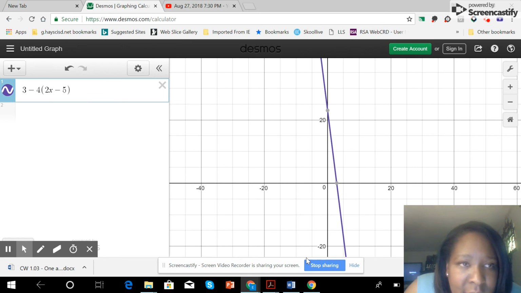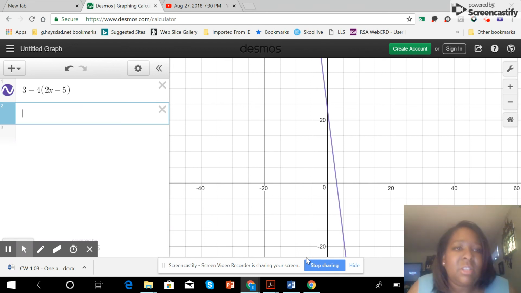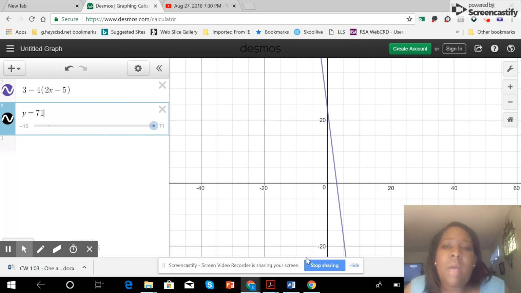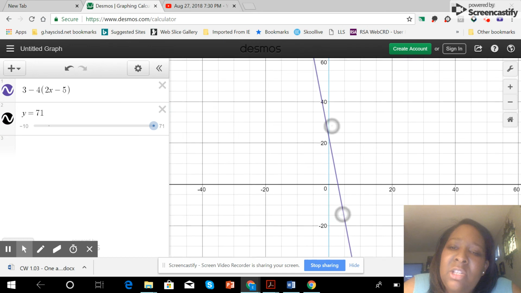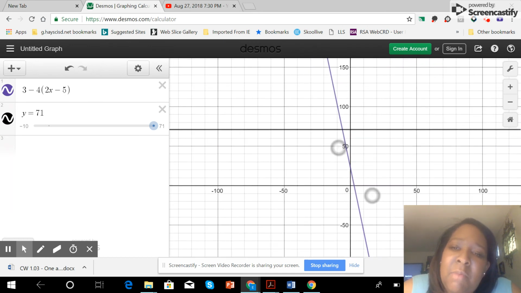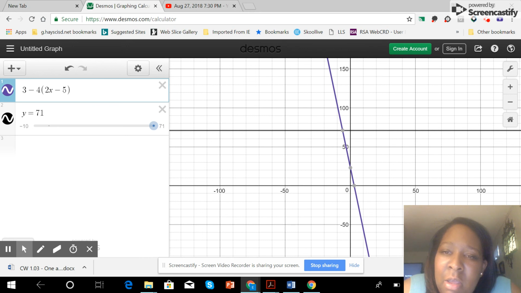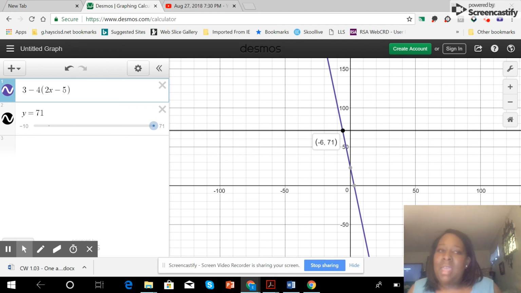I'm going to hit the enter button. You just go down to the next one. You can just touch it. And then type in y equals 71. Oh, I can't see that black line. Where did it go? Well, all you got to do is use your thumb and your pointer finger to pinch the graph to zoom in. And there it is right there. And all you got to do is touch it. And there it is. What's my answer? If you said -6, you are correct.